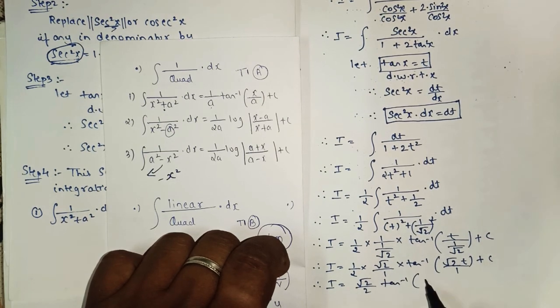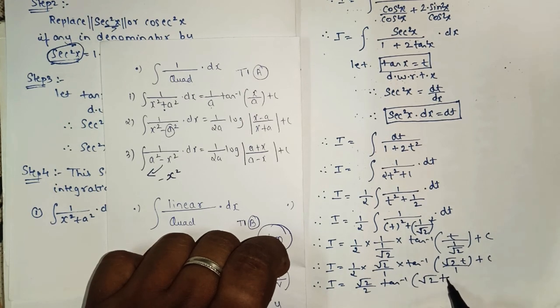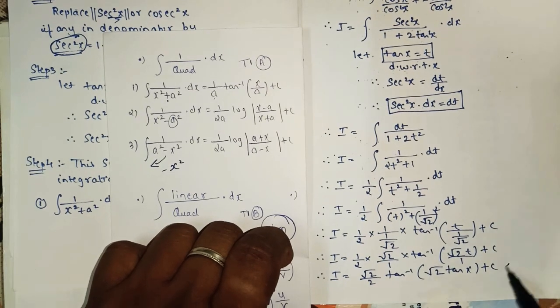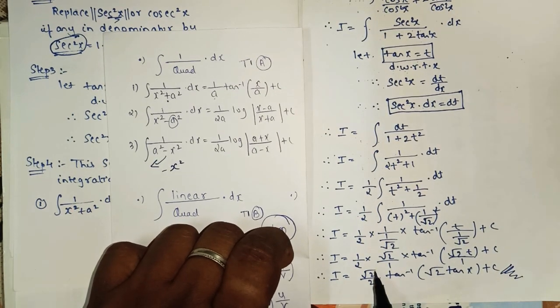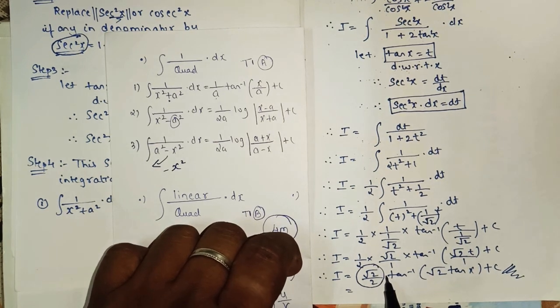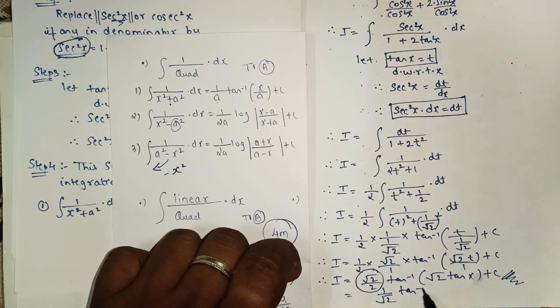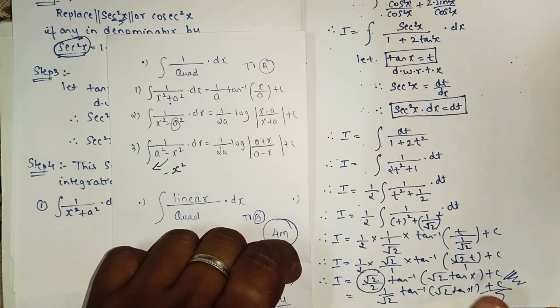Further, if you want, we can write I equals to root 2 upon 2 tan inverse root 2, and we resubstitute the value of t. t is what, tan x, yes or no, plus c. If you want, you can stop the answer here itself, or else you can rationalize with root 2. When you rationalize with root 2 upon root 2, this part will be 1 by root 2. Okay, tan inverse root 2 tan x plus c. So that's the end of the sum.